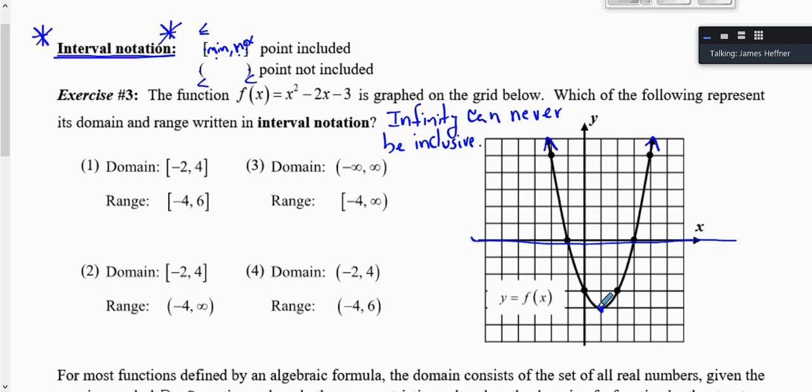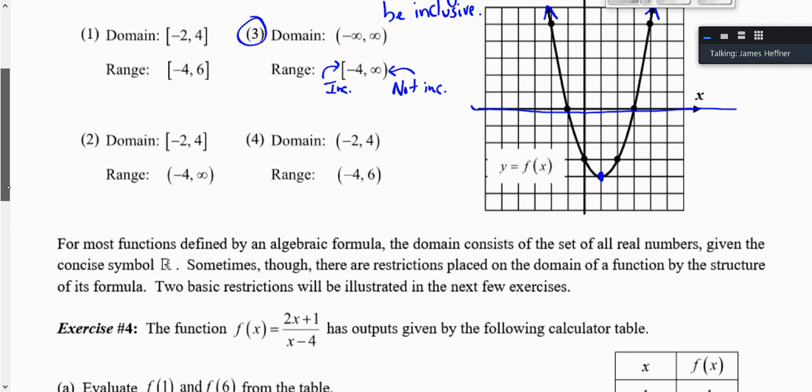So what choice here would represent the domain and range? Number 3. Okay, everybody get that? And notice how they use this bracket here on the -4 to infinity. That's our min, and this means inclusive. And this is not inclusive because we can't include infinity. So it'd be choice 3. Be comfortable with that notation as well.